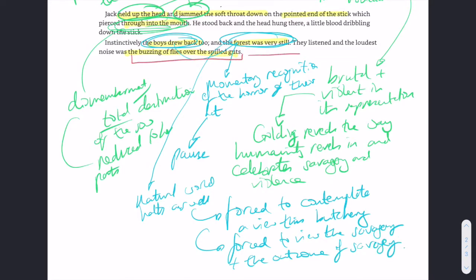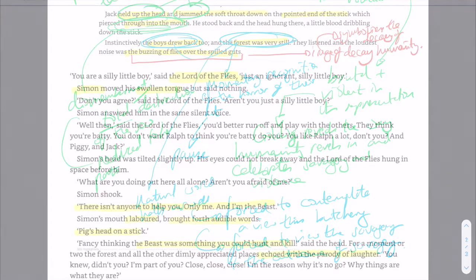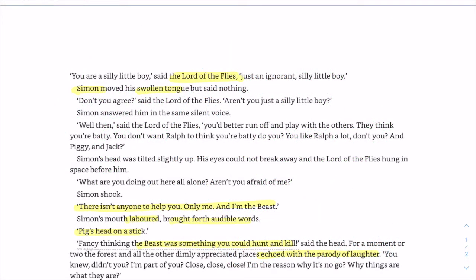And finally, we have the buzzing of flies over the spilled guts. That is a symbol, an image of decay that symbolises perhaps the moral, the ethical decay of humanity itself. Humanity losing its sense of what it means to be truly human. And this brings us into our next and final passage as we look at Simon's confrontation with the Lord of the Flies.